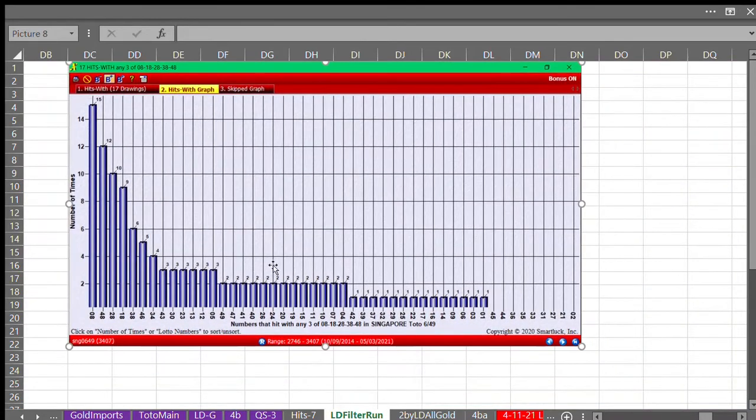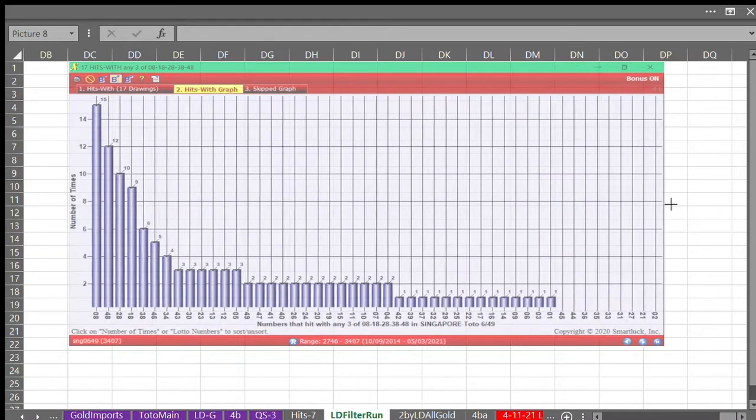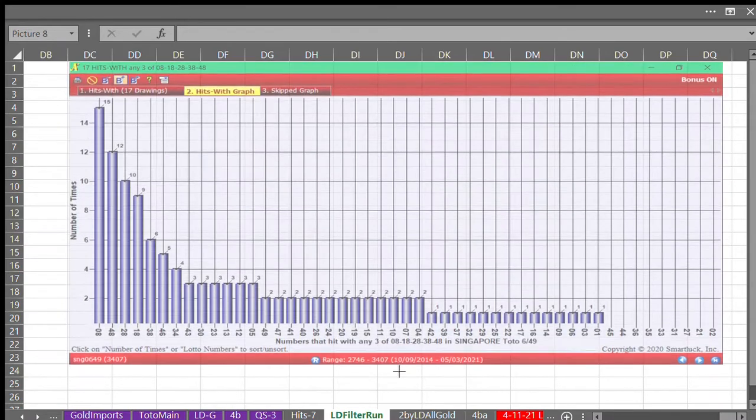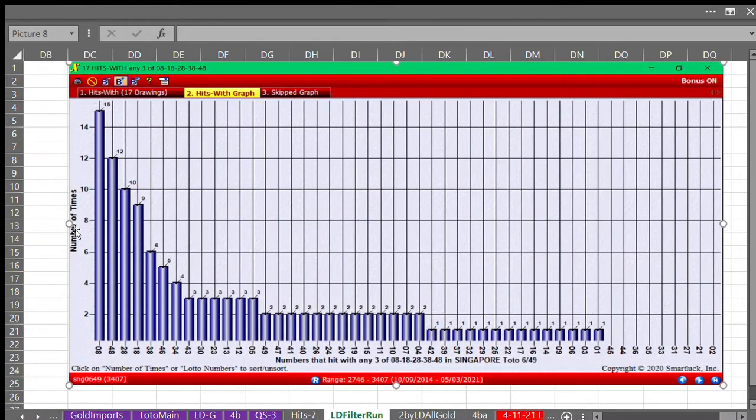Okay, so now the other hits width graph was in numerical order. When you click on this margin here, right on the words number of times, it'll sort it. You can sort it from the best hitting, or you can flip it and it'll sort it from the worst hitting. So I like to put the best over here.